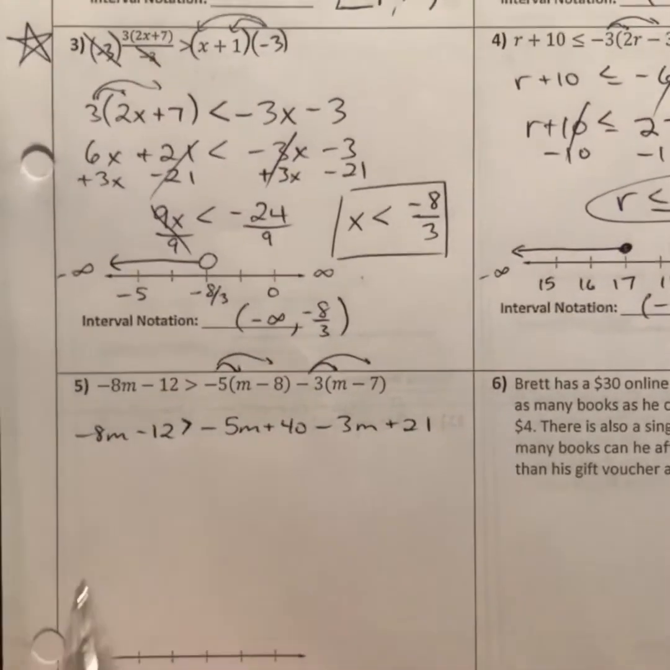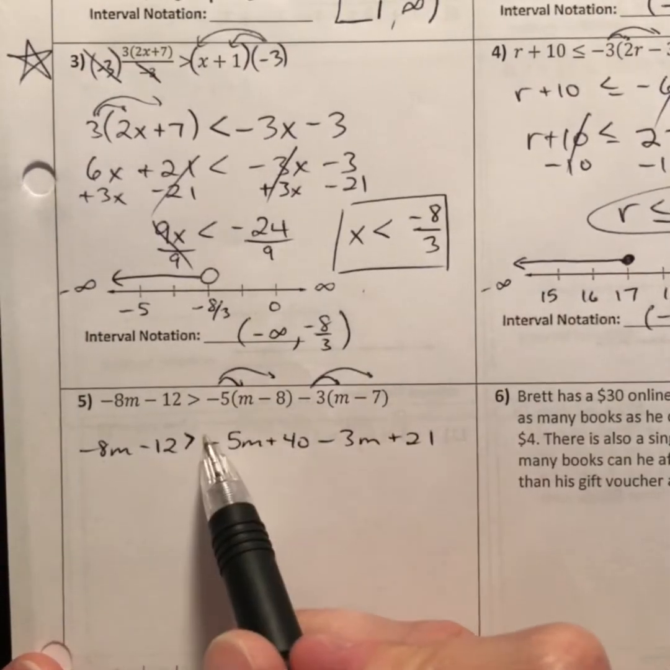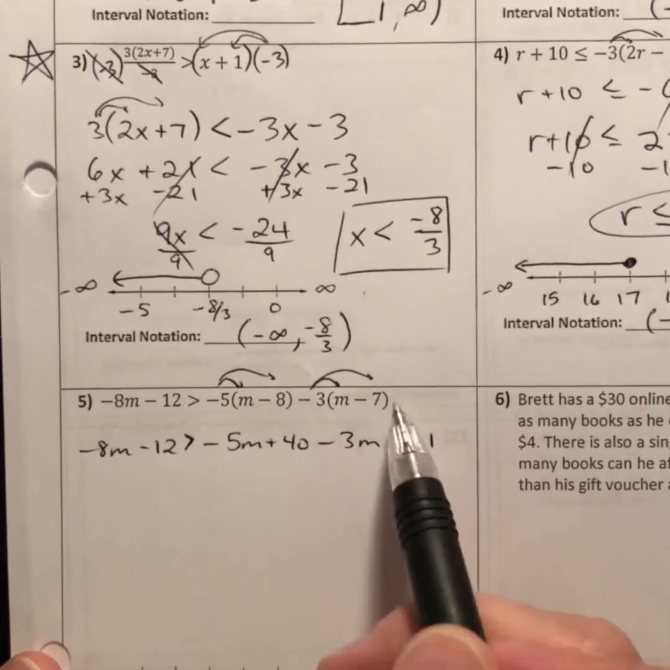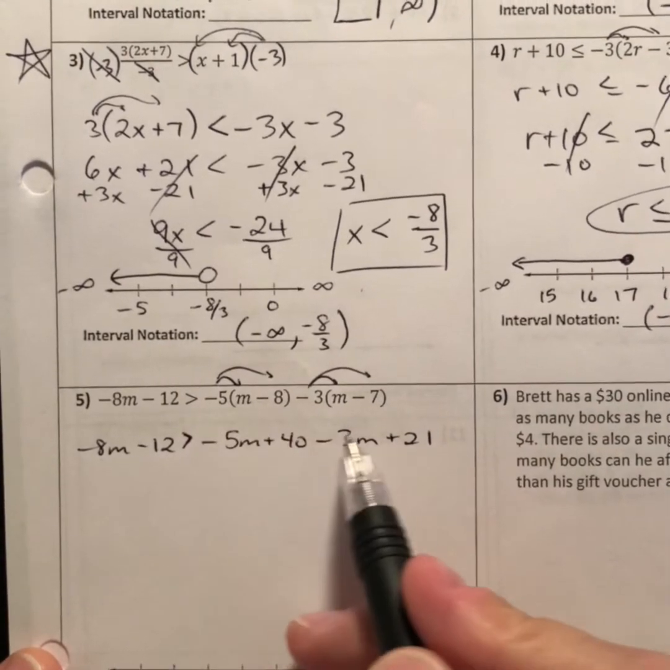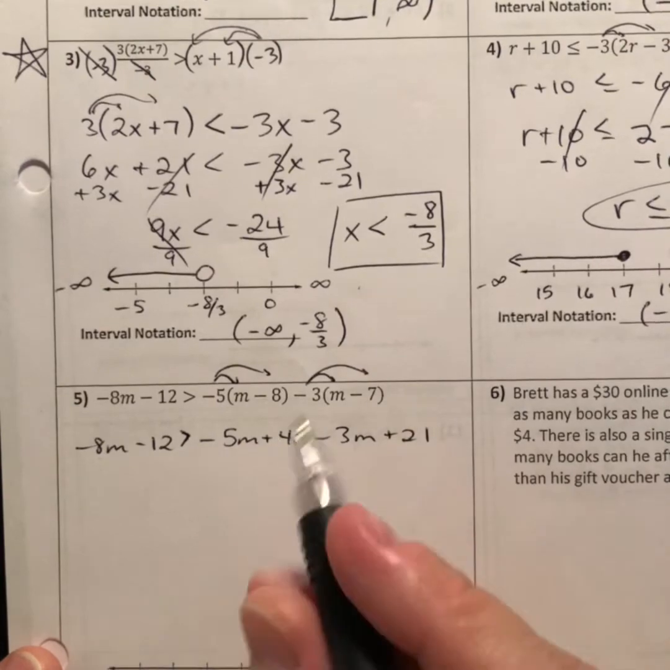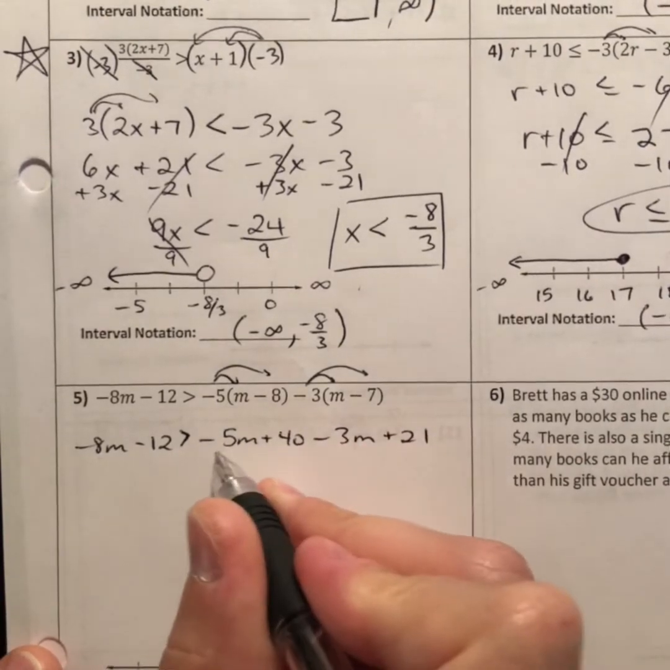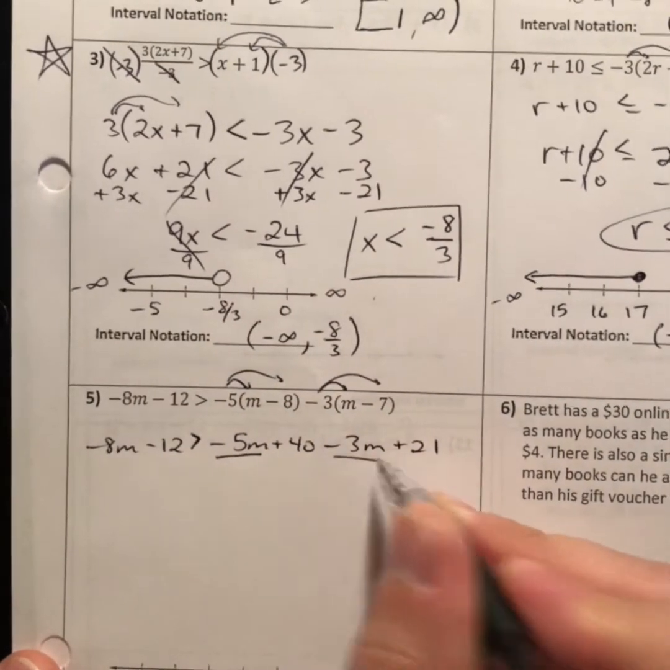Okay, so hopefully you gave this one a shot. Just like in number 4, we have a double distributive property on one side of this inequality. So make sure you watch the negative signs there. Negative times negative is a positive. And this is a step I wanted to go over because some students are confusing this.